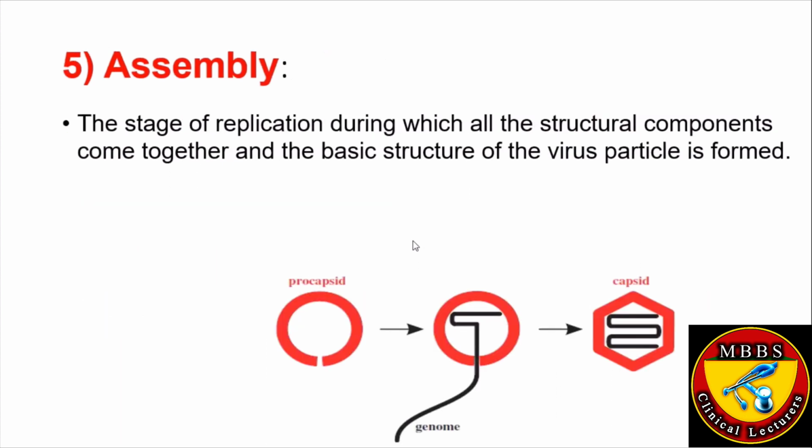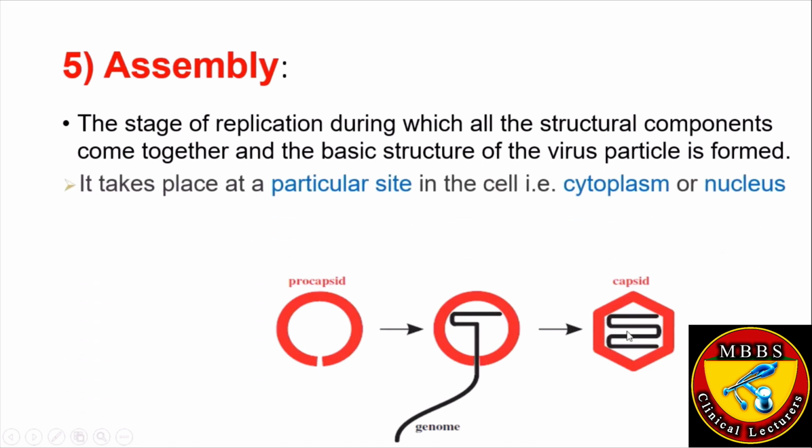So then, after the genome replication, the assembly occurs. This is a stage of the replication during which all the structural components come together and the basic structure of the virus particle is formed. This is called assembly. Like see here, this is the procapsid, then this is the genome. When the genome comes inside the capsid, now this is the capsid, and it takes place at a particular site in the cell, either the cytoplasm or the nucleus.